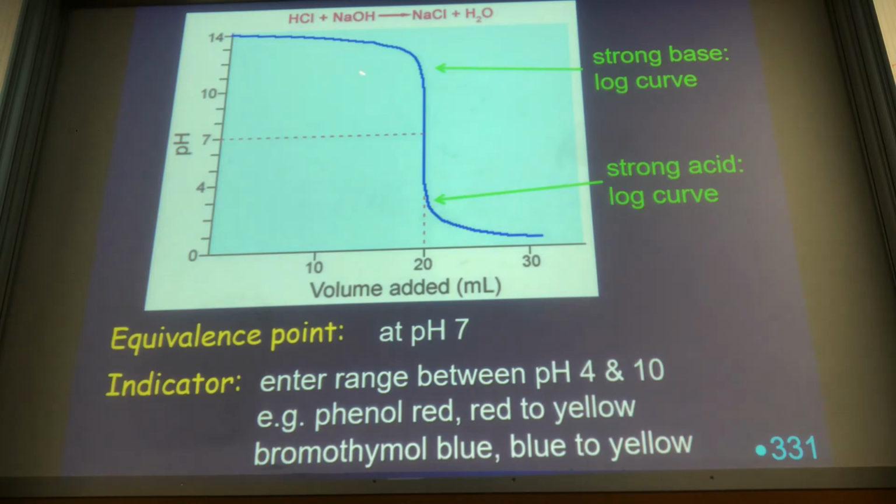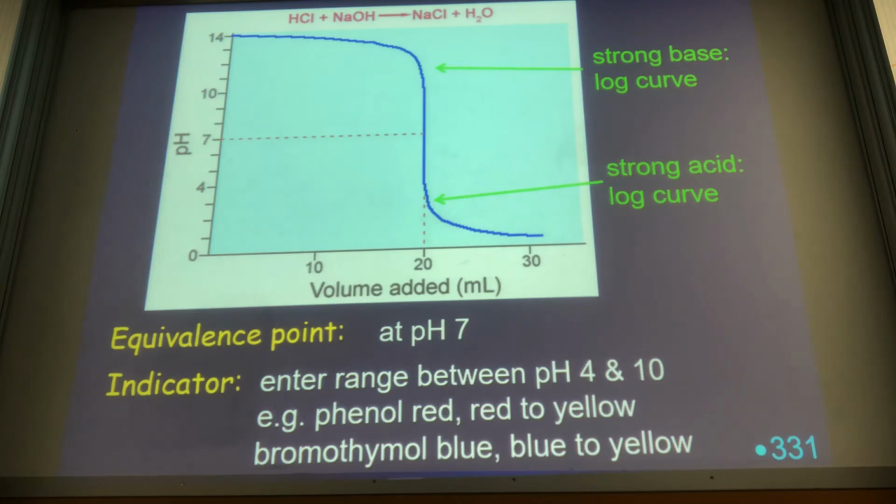So we can see that the sharp part of the curve goes between somewhere like pH 10 down to pH 4. So you've got a huge range. You can pick quite a wide range of indicators here. It just has to enter the base end of the pH range, somewhere between pH 10 and pH 4. So the high number of the pH range for that particular indicator has to be between pH 10 and pH 4. So you wouldn't pick the ones at either end. You would pick the ones in the middle.